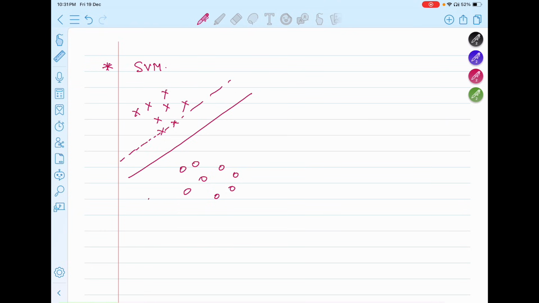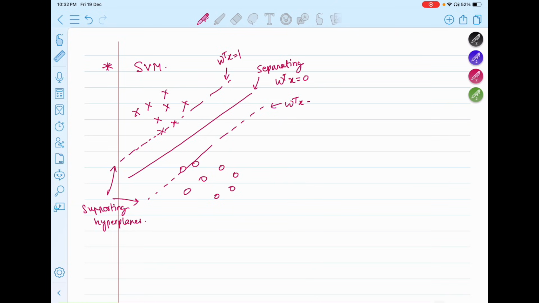that if you draw these supporting hyperplanes, let me name them. The middle one is the separating hyperplane, and the ones on the side are the supporting hyperplanes. Again, the separating hyperplane will have equation W transpose x equal to 0. This will have equation W transpose x equal to 1. This will have equation W transpose x equal to minus 1.